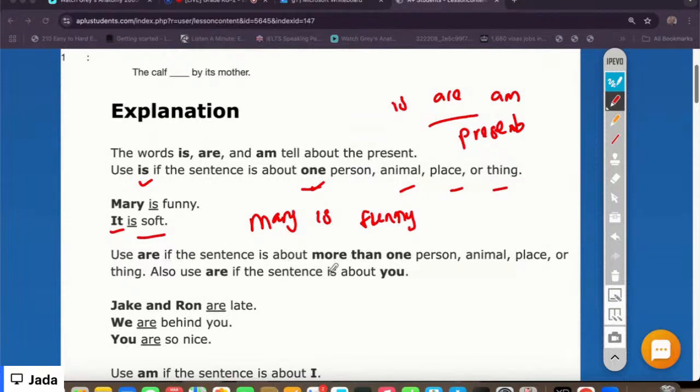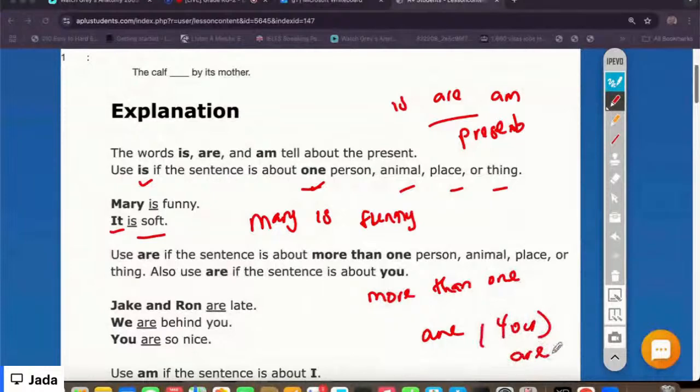Use are if the sentence is about more than one person. So if it's about more than one, then you would use are. Okay? Also use are if the sentence is about you. So if it's about you, then you would use are here.